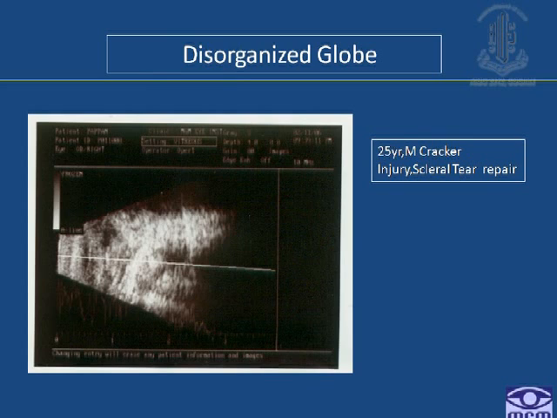And this is a picture which shows that you can't appreciate the entire globe. That means the globe has been disorganized after a cracker injury and after a scleral tear repair, the next day when we did an ultrasonography.